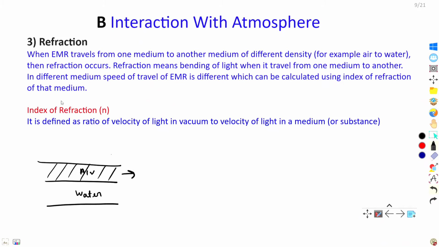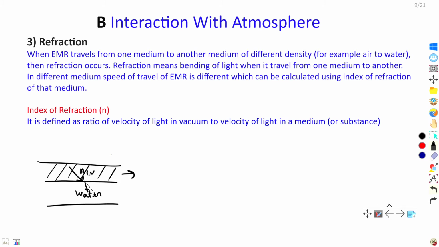So when electromagnetic radiation travels from one medium to another medium, deviation occurs. For example, if this ray is incident over this, then it should go like this, but some deviation will occur and it will bend. This bending of radiation is known as refraction. And here the velocity of electromagnetic radiation also changes.